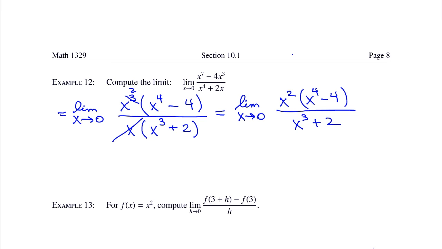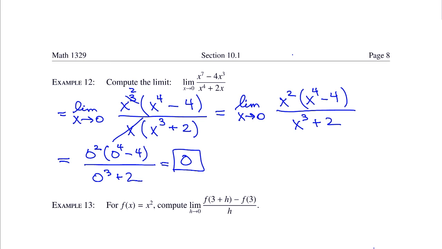Can you plug in x equals 0 without getting a 0 in the denominator? Yes. Since you can, you do so. And this would be 0 squared times 0 to the fourth minus 4 over 0 cubed plus 2. 0 times all that is still going to be 0, which is okay. That's fine.